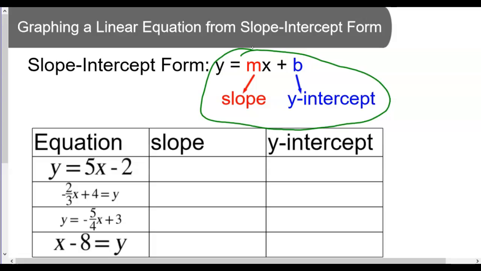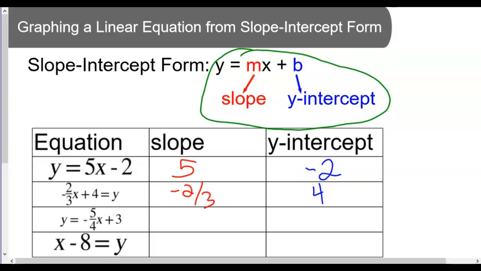So let's take a look at a few examples. In the equation y equals 5x minus 2, the slope would be 5. And because I'm subtracting 2, the y-intercept would be negative 2. In the second example, y equals negative 2/3 x plus 4, my slope would be that coefficient of x, negative 2/3. So I'd have a line that goes down and to the right. And the y-intercept would be at positive 4 because it says plus 4.